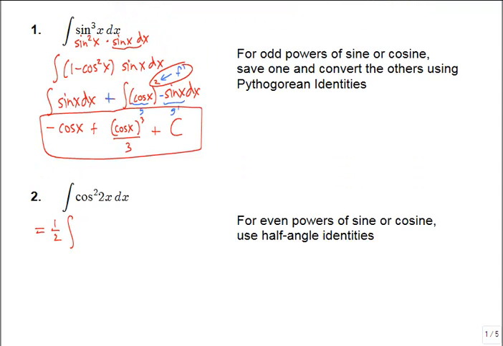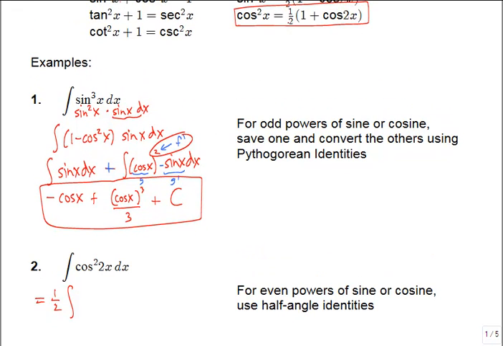And then notice the identity again is 1/2 times 1 plus cosine of double this original angle. So if you have cosine squared of 2x, that's going to become cosine of 4x. You always double the original angle, but you lose the square, and that's what we want to happen. We want to get rid of that even power and make it turn into something linear so that we can integrate it. So this is how we would apply that half angle identity.